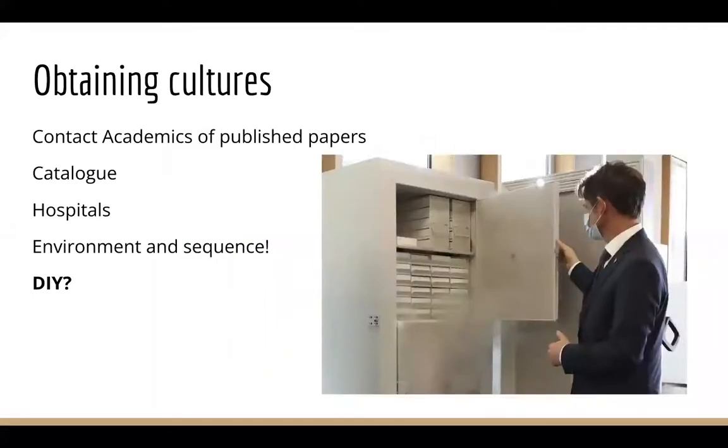So, obtaining cultures. A lot of the time when you're obtaining cultures, you can get them from a catalogue, like the EUCAST catalogue, or in some cases from hospitals. You can go to the environment and isolate them, as we talked about in the last lecture. Or DIY: if you know where a microbe might be, for Staphylococcus, you might be able to scrape it off your own skin and then do isolation of that.